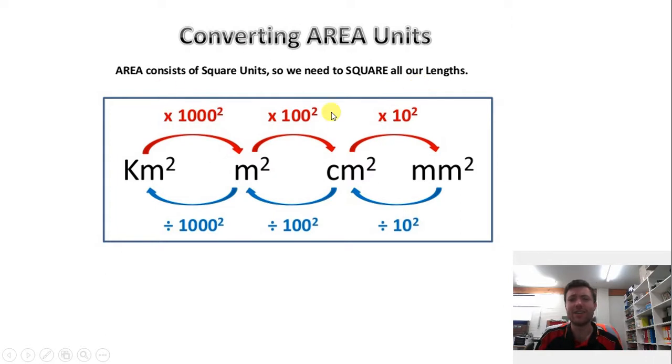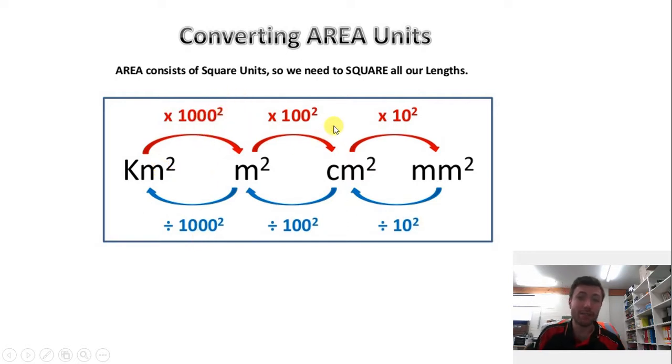So this looks like the chart we had before, except there's a key difference. And you can see it here, we have little twos. Because when we think about area, the units are squared. These same things here, these are going to be squared. So the numbers are the same: there's 10 millimeters in a centimeter, there's 100 centimeters in a meter, and there's 1,000 meters in a kilometer. So those numbers are the same. It's just this squared part.